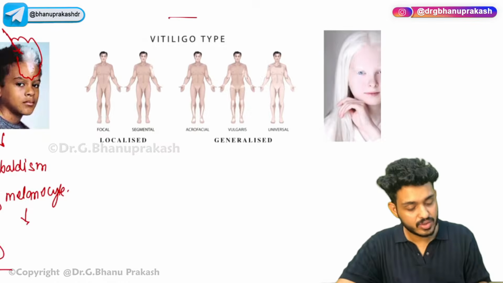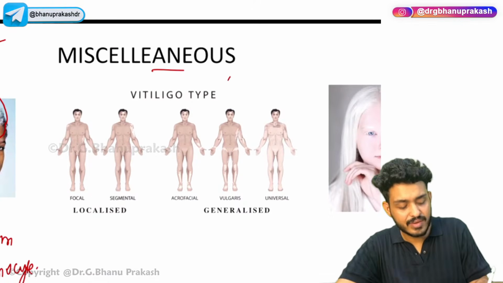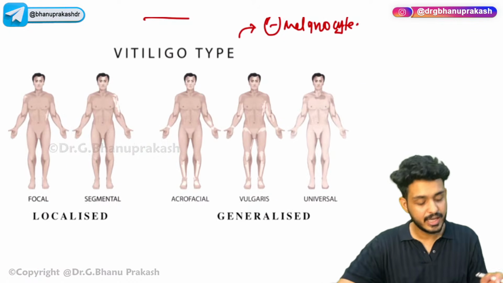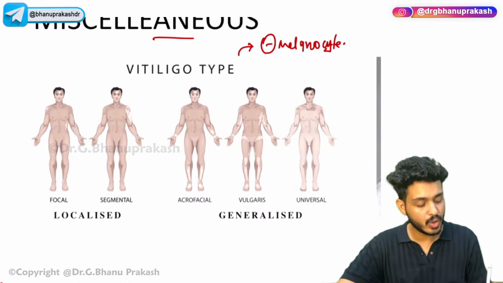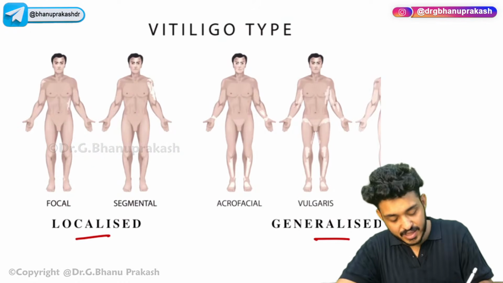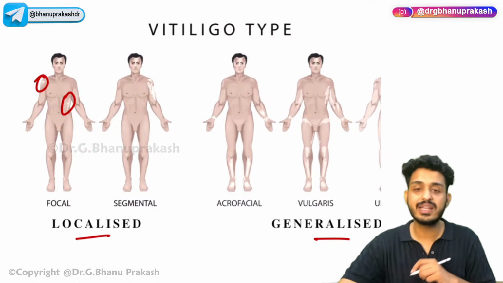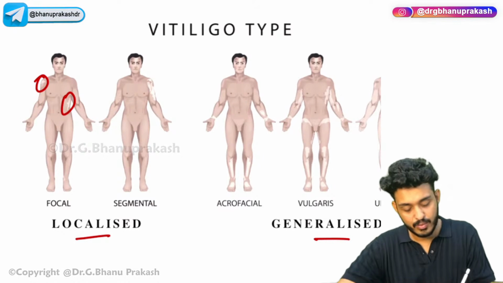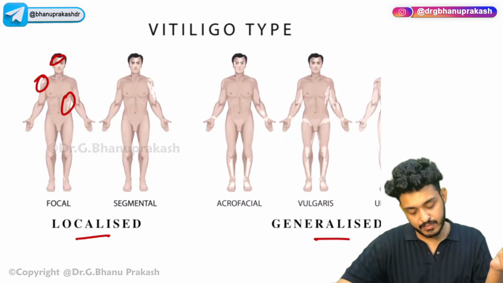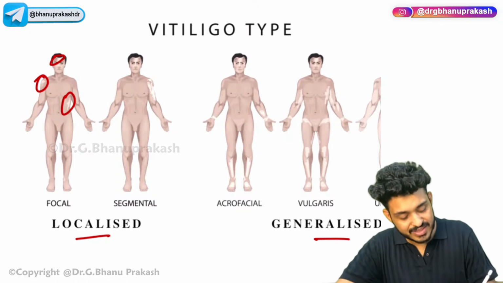Now let's talk about vitiligo. In vitiligo also, there is absence of melanocytes. We have different types of vitiligo and they are giving you the image. How to identify? We have localized and generalized. Localized, if it is present on certain parts without symmetry, that is your focal type. The second one is segmental.